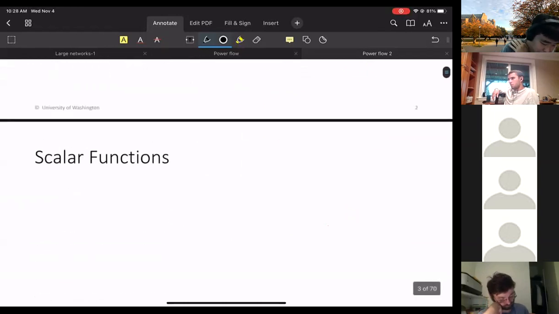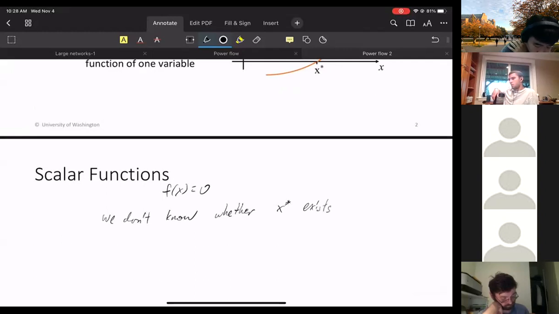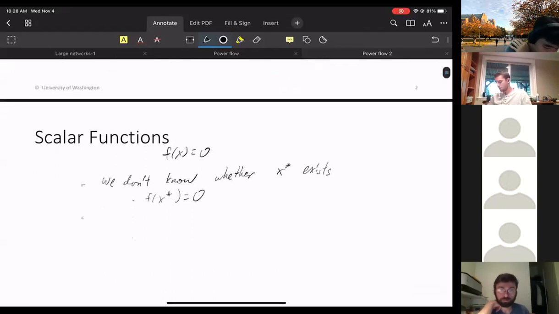So our algorithm, if we look at a scalar function like f(x) equals 0, we don't know whether x star exists, whether there exists an x star such that f(x star) equals 0. By looking at the equation, sometimes it's very difficult to know whether we have existence of solutions. That's what we don't know. We also don't know the uniqueness of solutions.